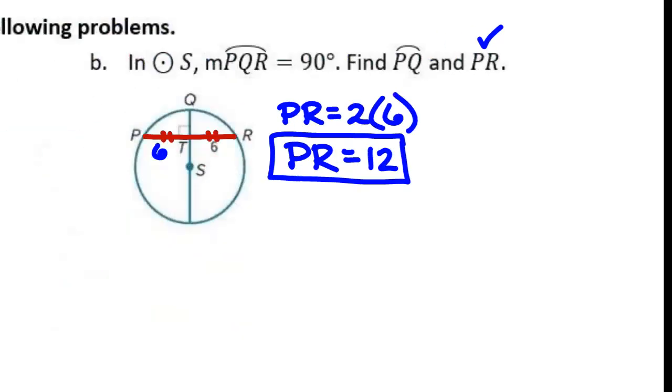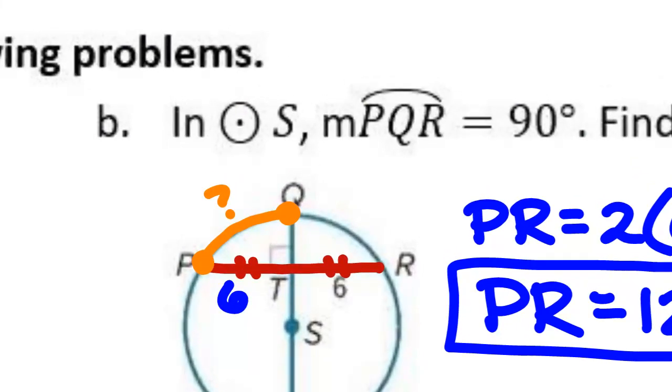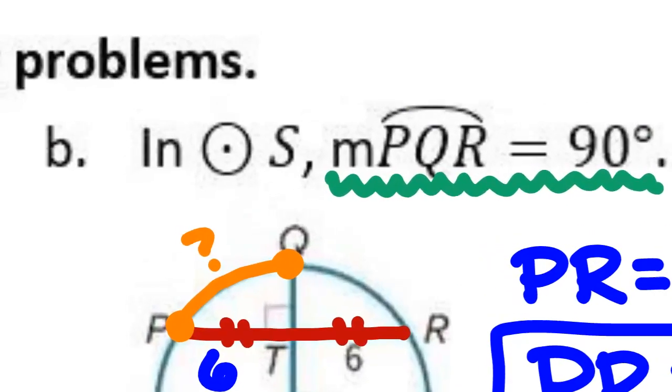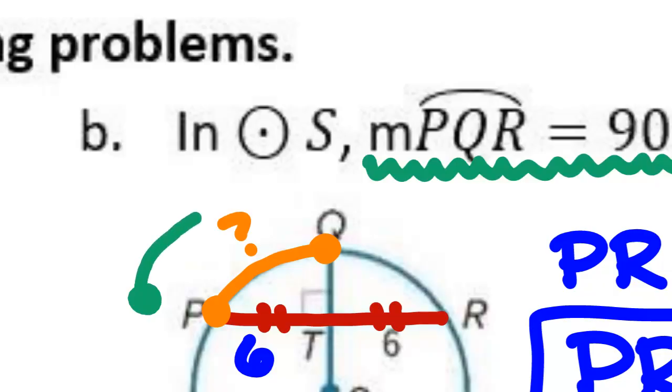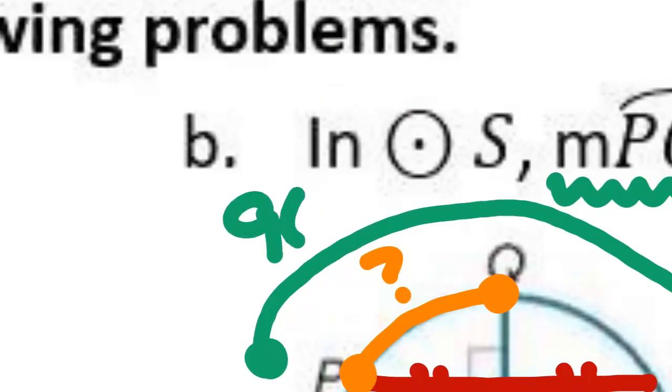We still need to find arc PQ. So I want this arc here. What did they give me to work with to try to figure out that arc? I wouldn't say right angle because it's talking about an arc. It is 90, which we normally say is a right angle, but because it's an arc, we just say it's 90 degrees. But I love that you brought that up. Because arcs we measure in degrees just like angles, but we don't have right arcs. So from P past Q all the way over here to R is 90 degrees.